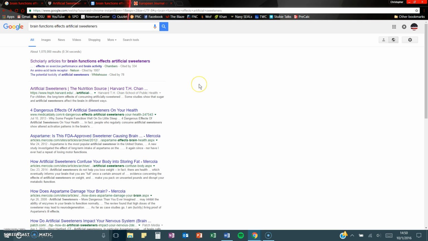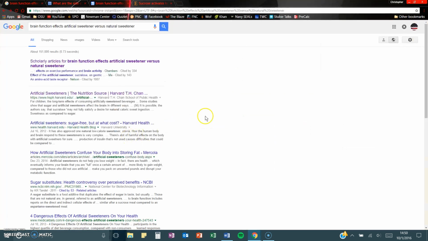So I went back and revised it again. I added versus natural sweetener, so brain function effects artificial sweetener versus natural sweetener, hoping to see if I could get studies that compared the two, since none of my other ones had that. I had a lot of the same types of results come up, a lot of the same websites, the same Harvard website.